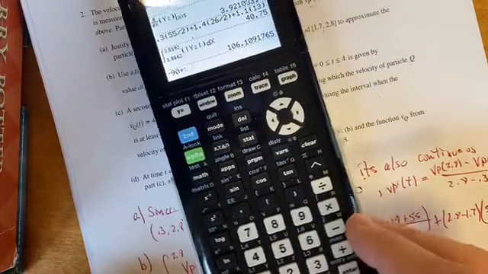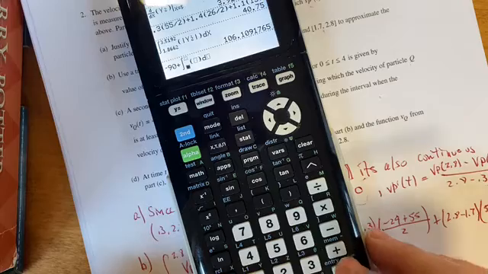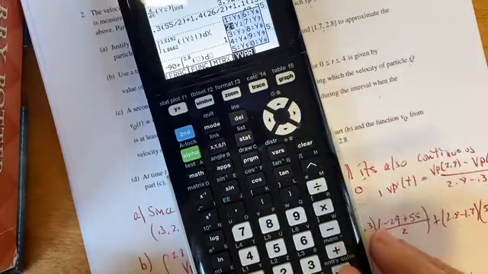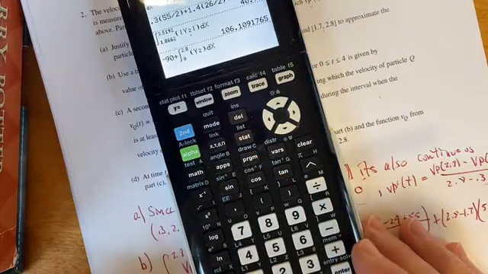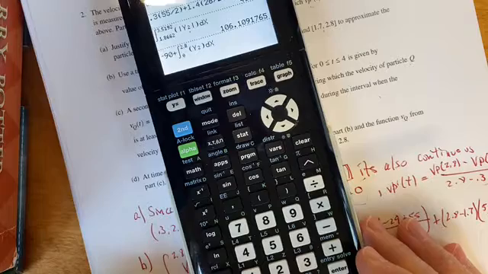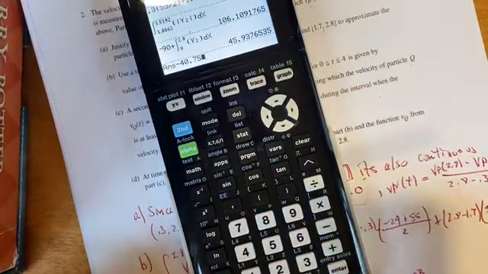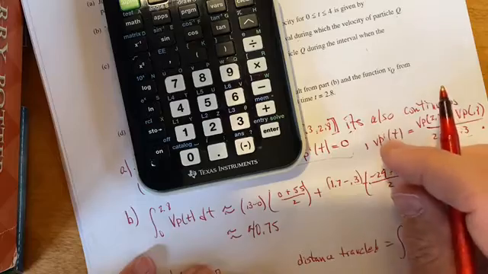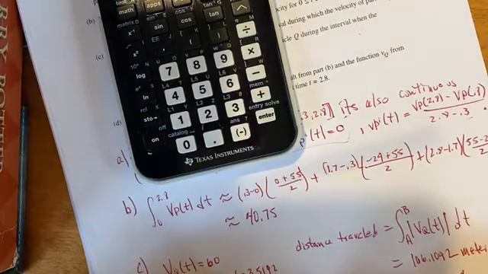Negative 90 plus the integral from 0 to 2.8. 45, and if we subtract 40.75, we get 5.1877.